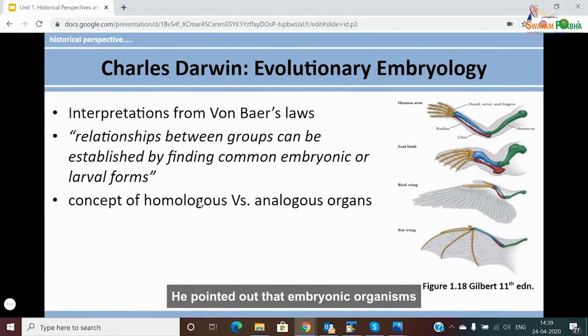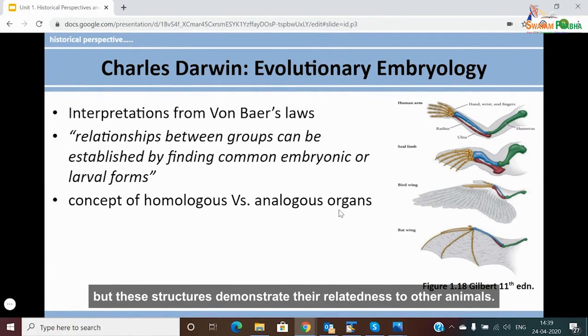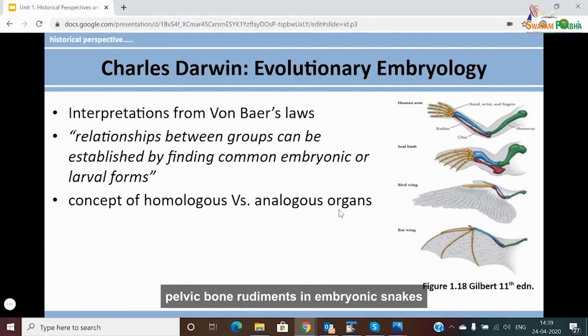He pointed out that embryonic organisms sometimes form structures that are inappropriate for them in their adult form. But these structures demonstrate their relatedness to other animals. For example, we can say the eyes in embryonic moles, pelvic bone rudiments in embryonic snakes, or the teeth in baleen whale embryos. So he is the one who laid the concept of homologous versus analogous organs.